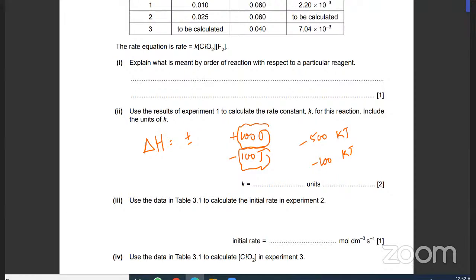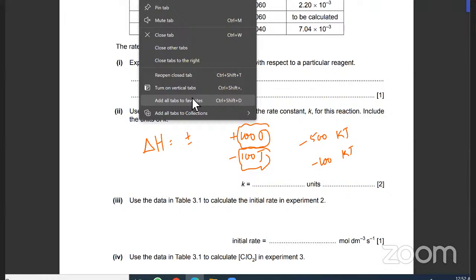Don't get confused with this. Don't think that minus 100 is bigger than minus 500, it's not. Take the values separately and the direction separately. So okay, let's start, and let me just close a few tabs.